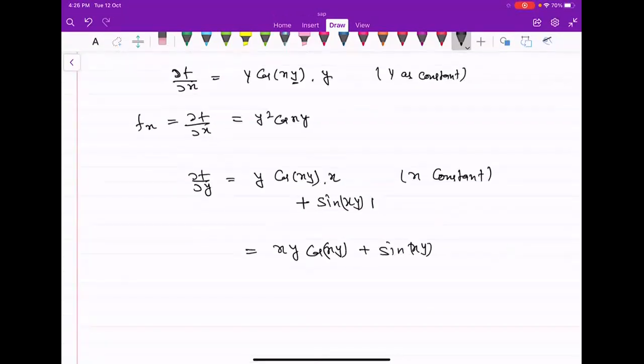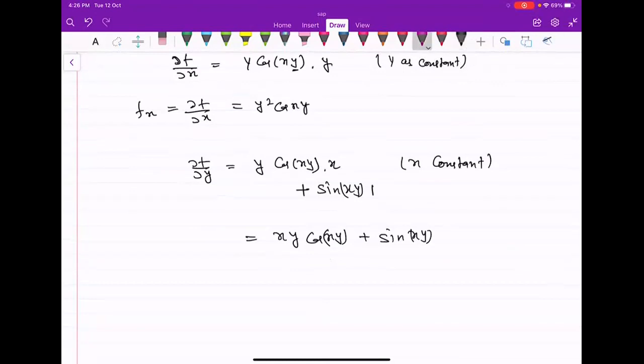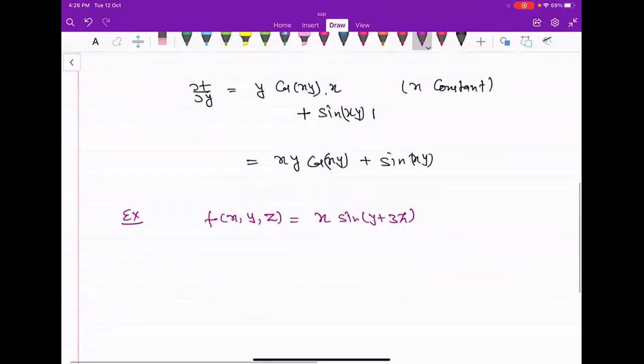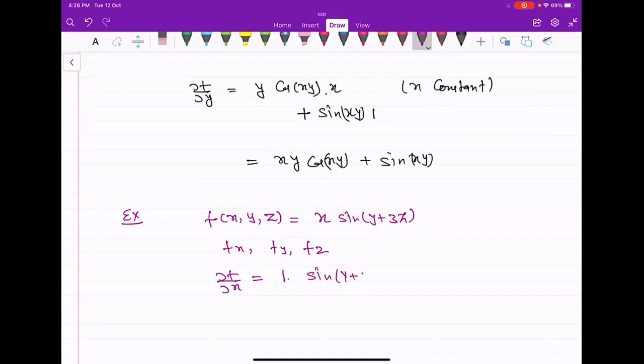So it is simple differentiation. Okay. Now one more example we are doing here, where we have a function f(x, y, z) that is a function of three variables. f(x, y, z) is equal to x sin(y + 3z), and compute fx, fy, and fz. So del f over del x, treating y and z as constant. The differentiation of x is 1, and sin(y + 3z) is as it is, because here y and z are constant.